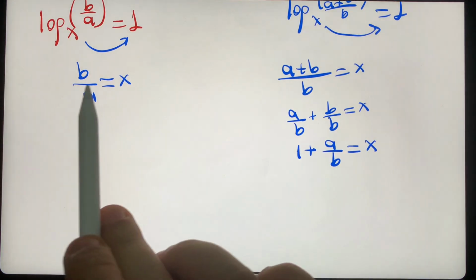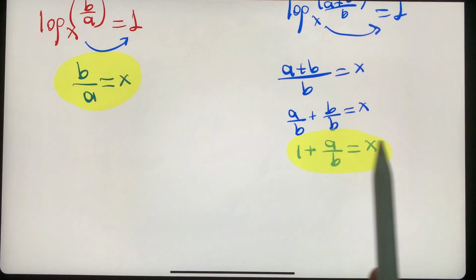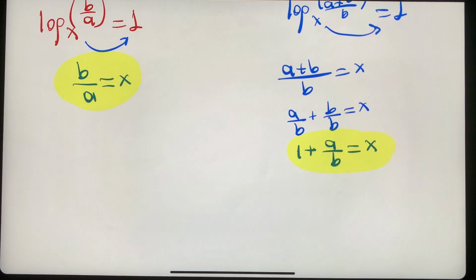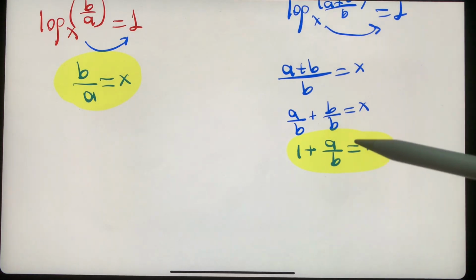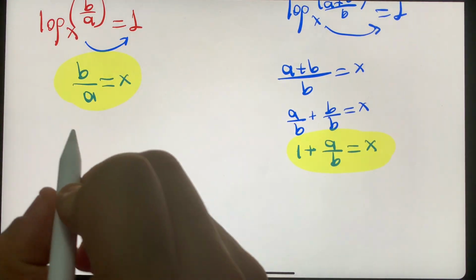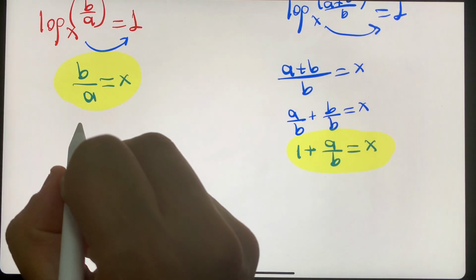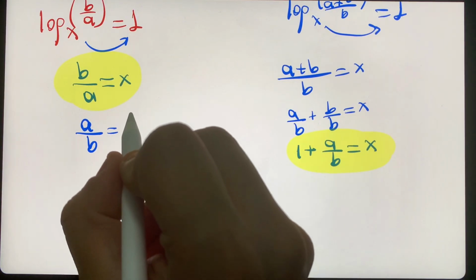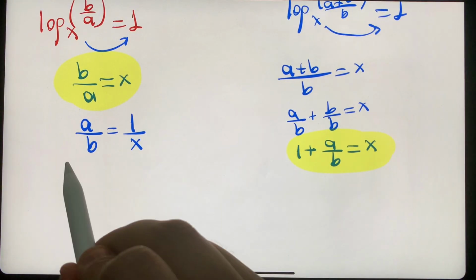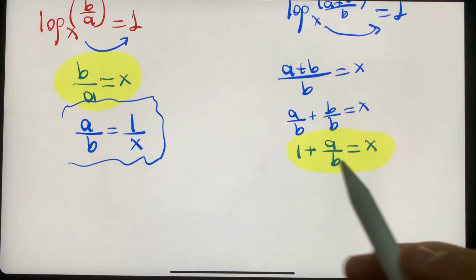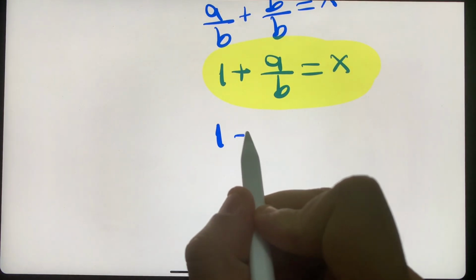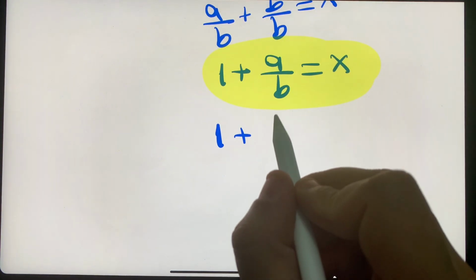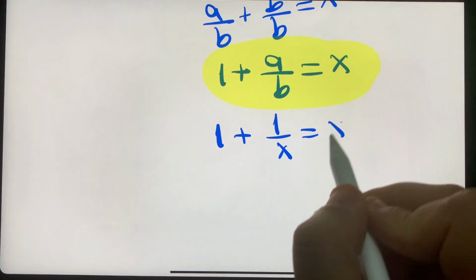Look at us, two different algebraic expressions, and I can tell you what they both equal. Now I can say that x is equal to b over a here, and a over b here. Look, if I change it a little, doing somersaults, isn't the expression a over b equal to 1 over x? This is what I found. I take it and write it instead in this equation. So 1 plus 1 over x is equal to x.